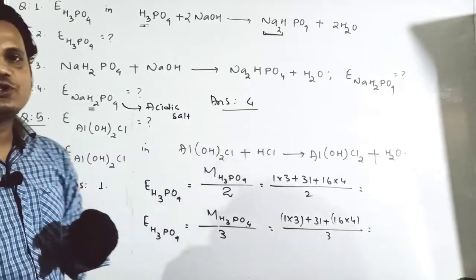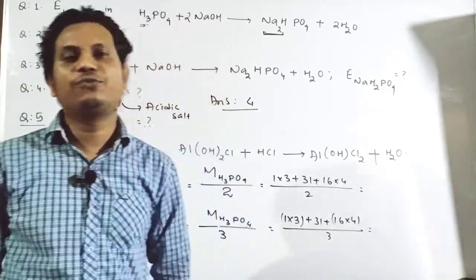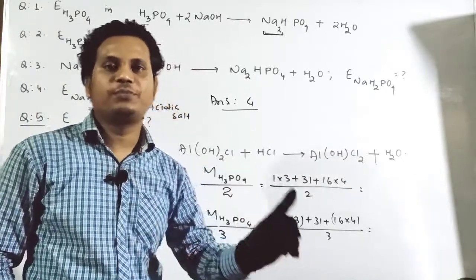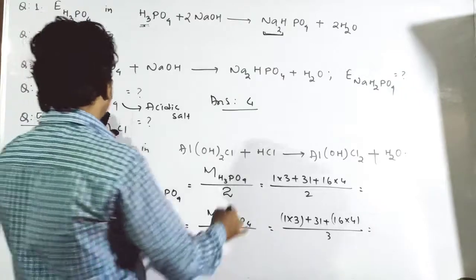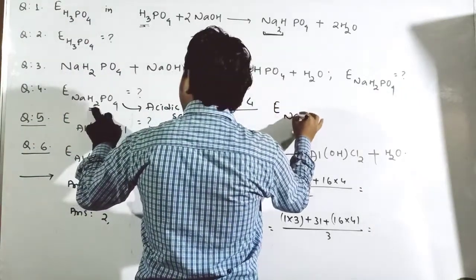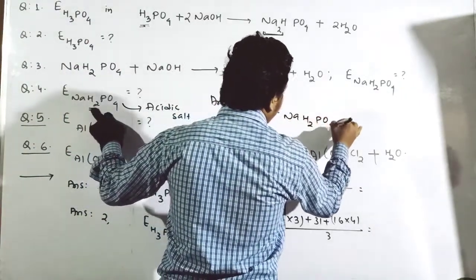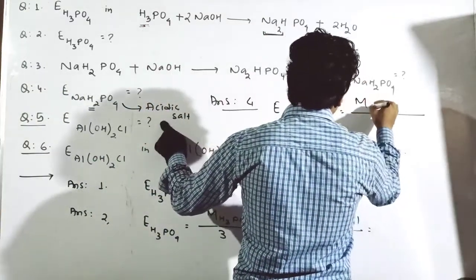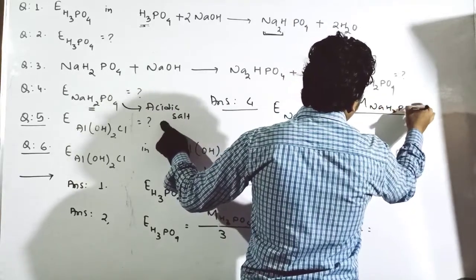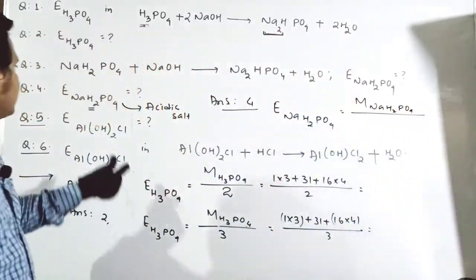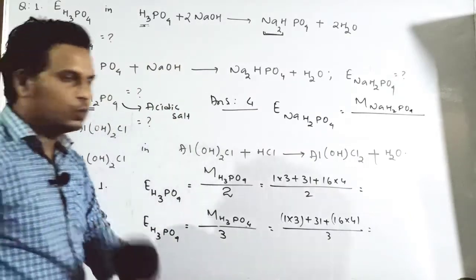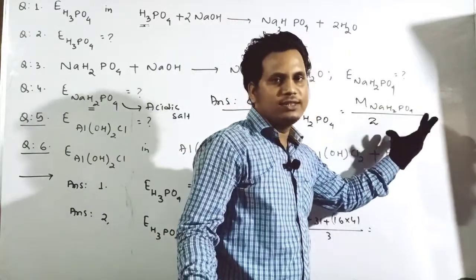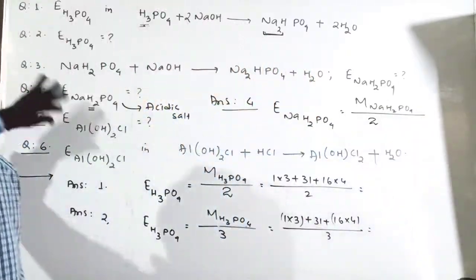So for an acidic salt we have the definition of equivalent mass: molar mass divided by the number of replaceable hydrogen atoms. So the equivalent mass of NaH2PO4 will be equal to the molar mass of NaH2PO4 divided by how many replaceable hydrogen atoms are there? 2. So divided by 2 will be the answer. Now the molar mass you can easily find. Now for question number 3, see.